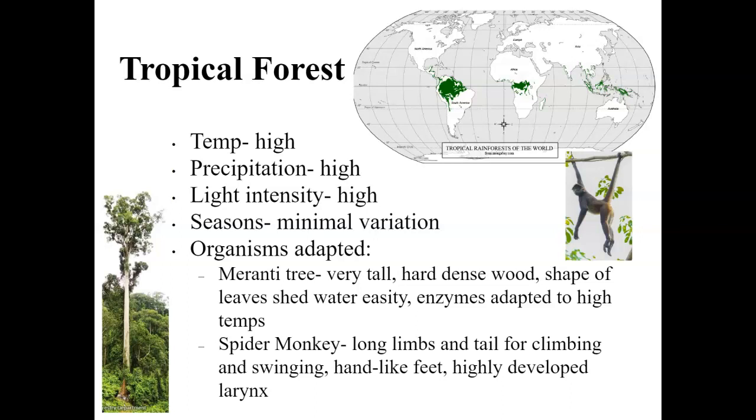Organisms that live there are well adapted to this type of climate. Examples that are given are going to be the Meranti tree. The Meranti trees are a type of tree that grows really, really tall above all of the other trees.